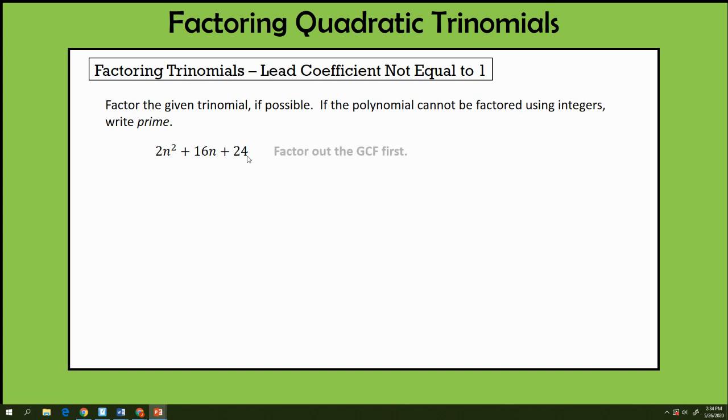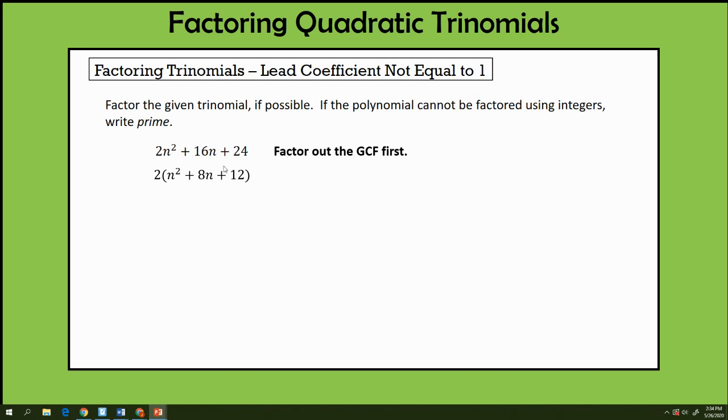The first thing we're always going to do, regardless of how many terms there are, is always look to factor out the GCF first. Now that there's a number here, we're going to look for a GCF. As I look at this example, each of these three terms can be divided by 2, so I'm going to factor that 2 out first. So 2 times the quantity n squared plus 8n plus 12 is equal to the original trinomial. At this time it has been factored, because we have now written this trinomial as a product of a monomial and a trinomial. But we always have to completely factor.